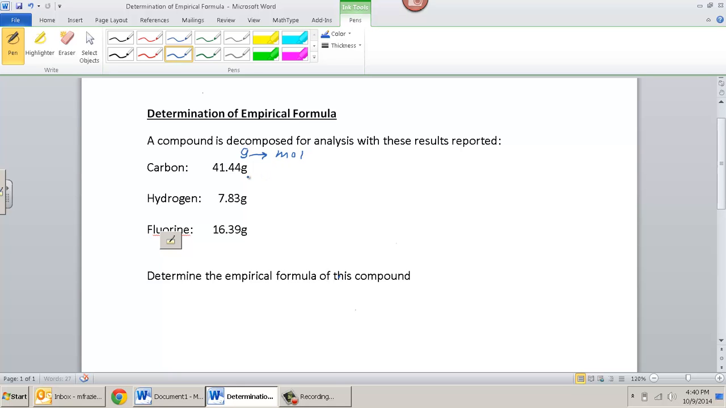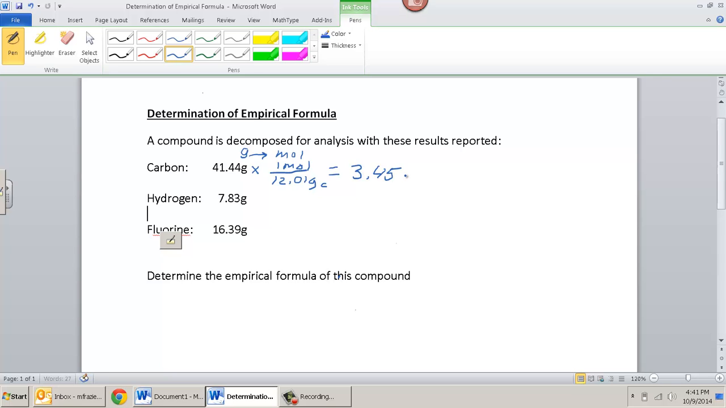So all we've got to do is convert these grams of carbon into moles of carbon. So we're going to multiply by a conversion factor that defines the molar mass of carbon. And that's just going to be 1 mole divided by 12.01 grams of carbon. That's the definition of the molar mass of carbon, 12.01 grams per mole, or 1 mole per 12.01 grams.